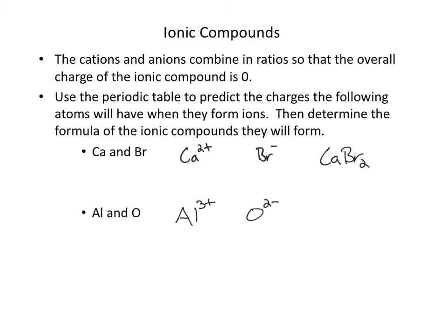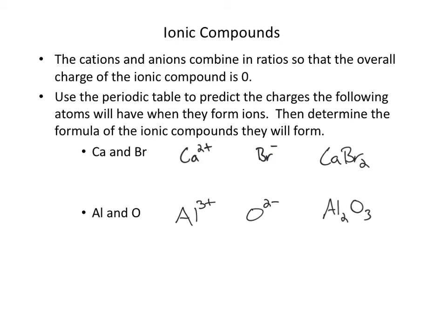So what do I do to get a +6 for aluminum and a -6 for oxygen in order for these to cancel out? Well, I'd need 2 aluminums and 3 oxygens, right? 2 times +3 is +6. 3 times -2 is -6. So when I add the +6 to the -6, Al2O3 will be neutral. And that's the way I like to do it.